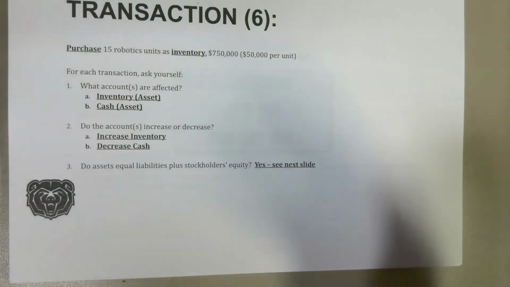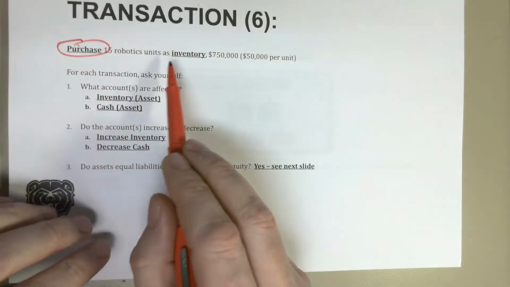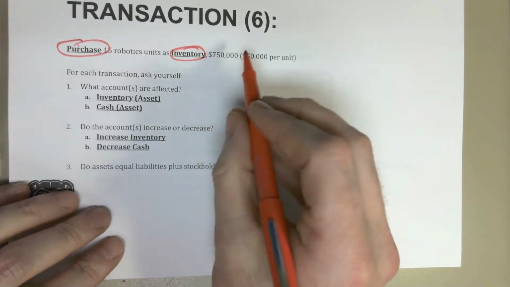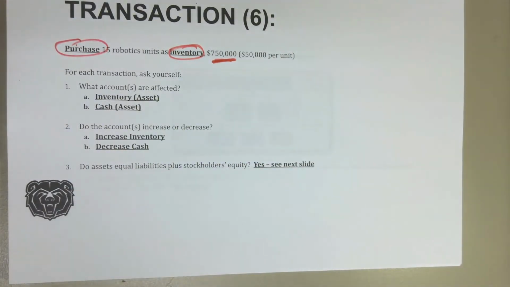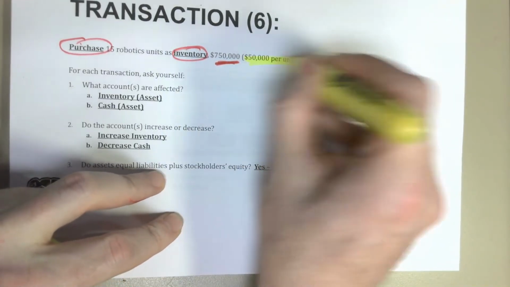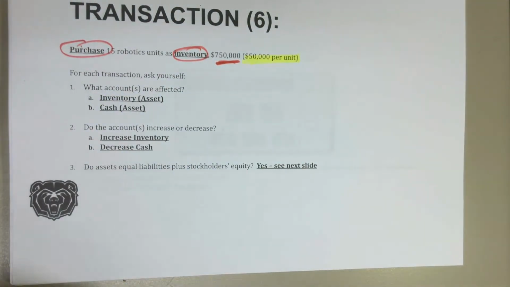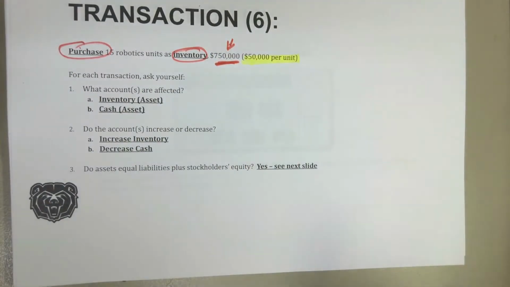So transaction 6, what we're going to do here is we're going to purchase 15 robotic units as inventory for $750,000. This part will become important later on when we get to chapter 4 in particular, that $50,000 per unit. Okay, but for right now, we're worried about that $750,000. How did we do it?